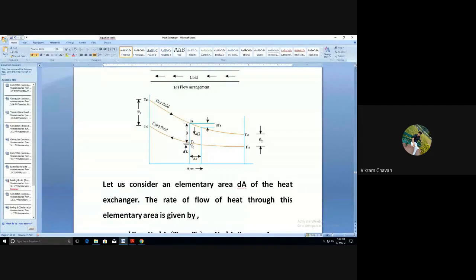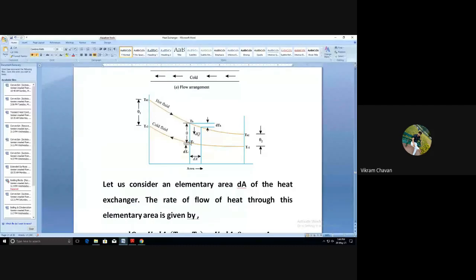TC is the temperature for the cold fluid at the elemental area. While considering the elemental area, we have to always consider the positive x direction. So the positive x direction is this one. Even though the cold fluid is flowing in the opposite direction, we have to consider the positive x direction only. So the inlet temperature for this elemental area for the hot fluid is TH, and the outlet temperature for the cold fluid for this elemental area is TC.